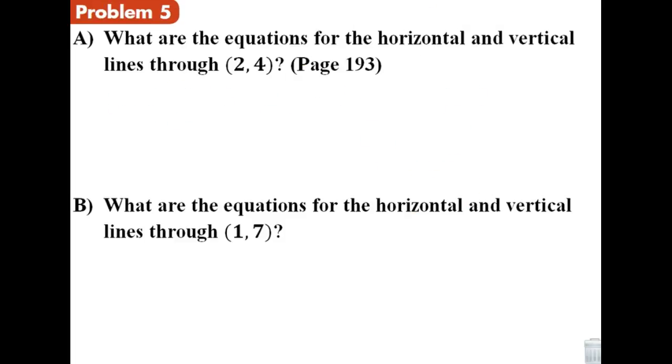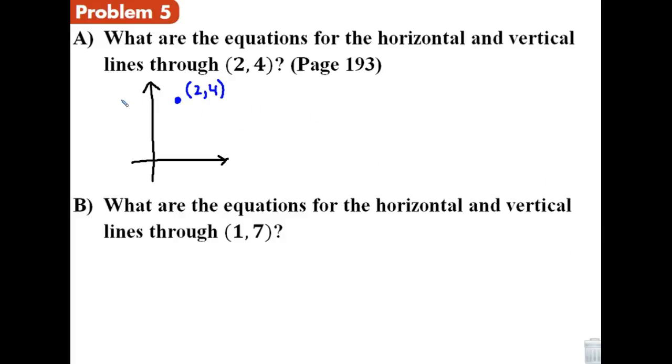All right, last set of problems we're going to look at are writing equations of horizontal and vertical lines. Part A, what are the equations for the horizontal and vertical lines through the point 2, 4? Okay, let's sketch out what that's going to look like here. I'm not going to make a detailed graph, I'm just going to put in the kind of overall shape of it. So we have a point here, 2, 4, it's going to look something like that.